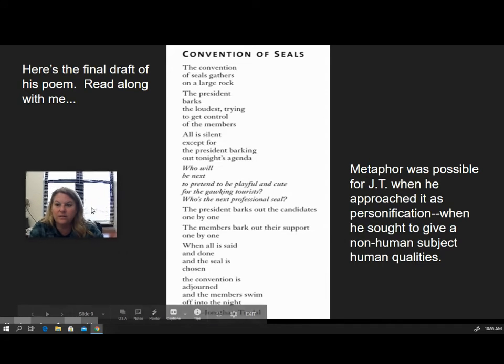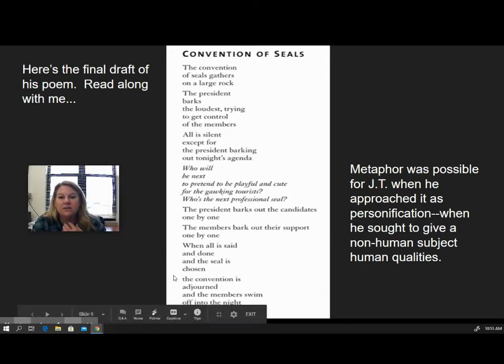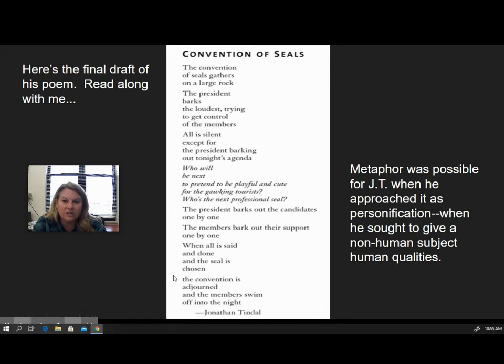Here's the final draft. Read along with me. Convention of seals. The convention of seals gathers on a large rock. The president barks the loudest, trying to get control of the members. All is silent except for the president barking out tonight's agenda. Who will be the next to pretend to be playful and cute for the gawking tourist? Who's the next professional seal? The president barks out the candidates one by one. The members bark out their support one by one. When all is said and done and the seal is chosen, the convention is adjourned and the members swim off into the night.